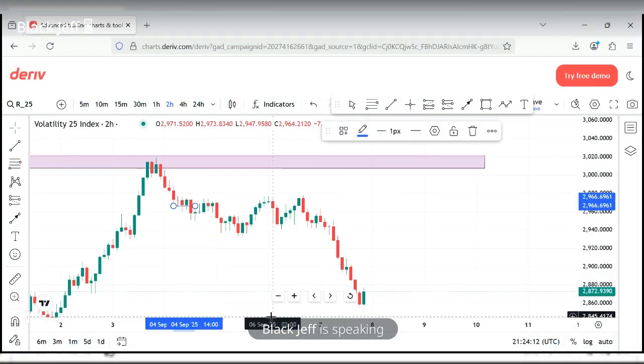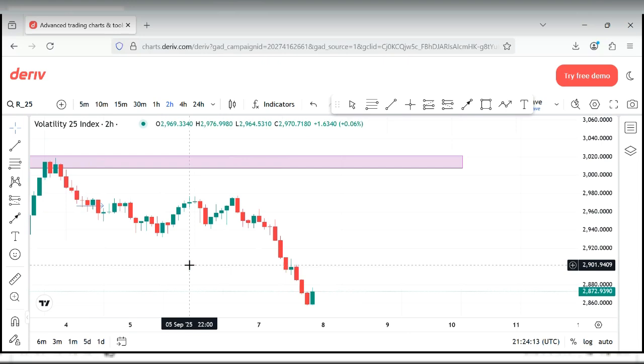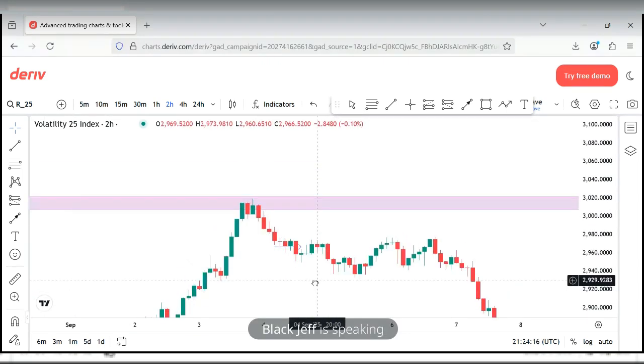Let me zoom out very well so you guys can see. This is a support key level.